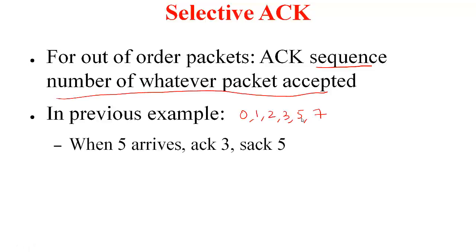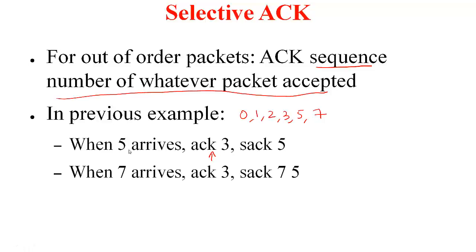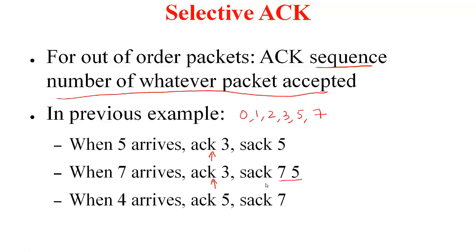Now, when frame 5 arrives, you're going to acknowledge, this is the cumulative acknowledgement 3, but you're also saying I've received frame 5 as part of my window. Now, when frame 7 arrives, again the cumulative acknowledgement is 3, but you are now saying I have within my window frames 7 and 5, which is part of the selective acknowledgement. Now when frame 4 arrives, you are going to cumulatively acknowledge 5 and you say I still have 7 in my window. And when 6 arrives, you just acknowledge 7. You have no holes anymore.